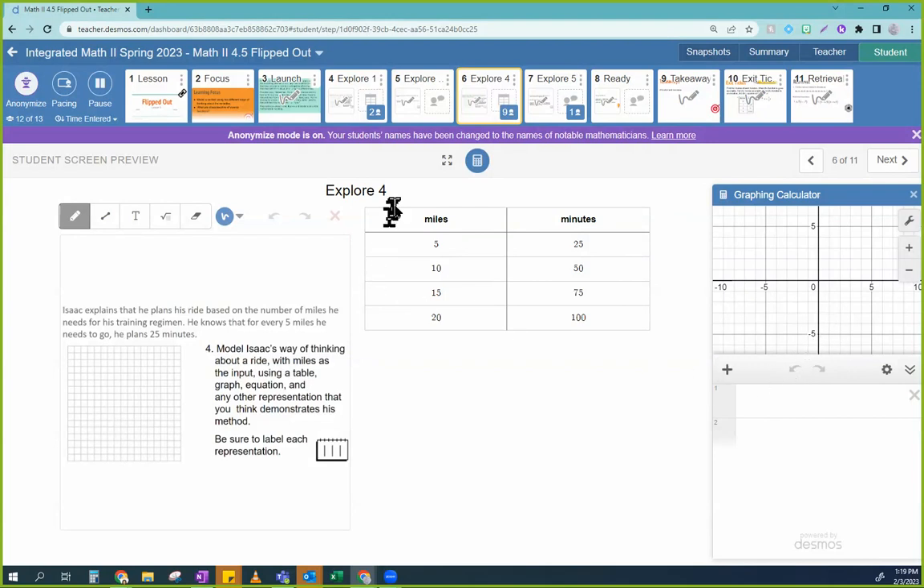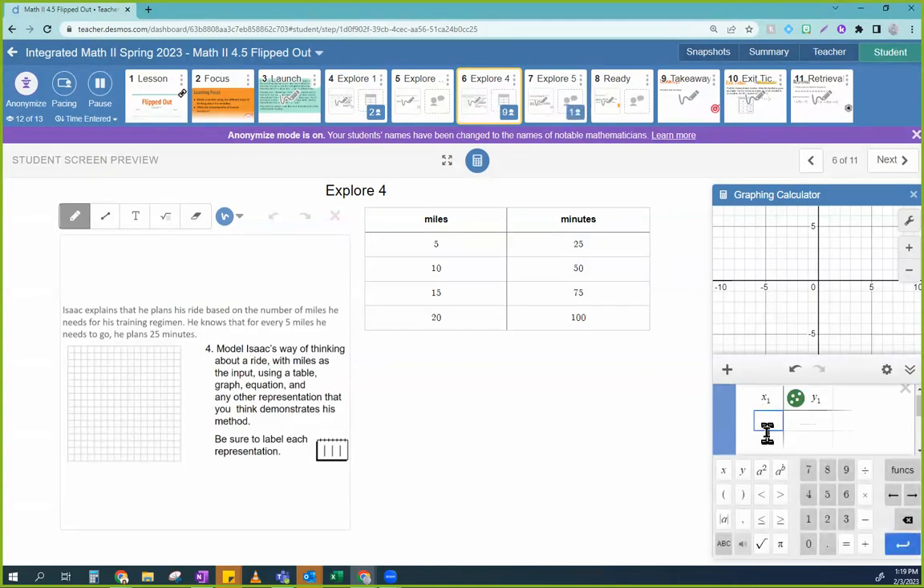So I'm going to take this table and copy it in here. Again, I hit plus and then I hit table. And I like to enter the table going down. So 5, 10, 15, 20. If you notice, 20 appeared on its own because Desmos recognizes a pattern.